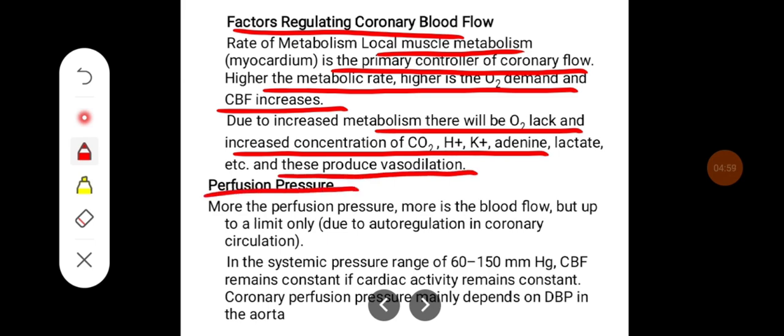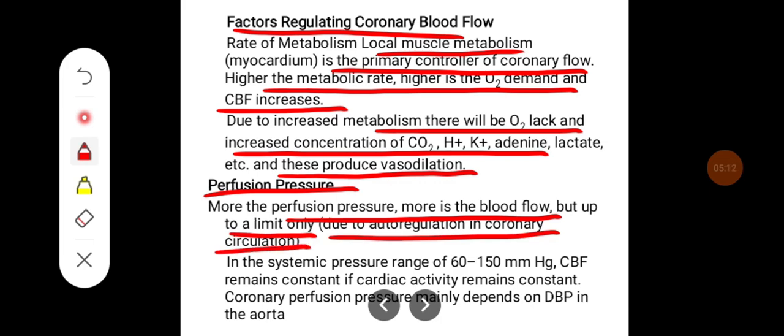Perfusion pressure: the more the perfusion pressure, the more the blood flow, but only up to a limit. This occurs due to autoregulation in coronary circulation. In systemic pressure ranging between 60 to 150 mm of mercury, the coronary blood flow remains constant if coronary activity remains constant. Coronary perfusion pressure mainly depends on the diastolic blood pressure in the aorta.